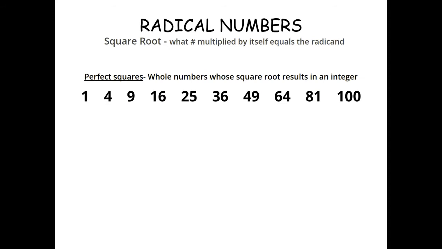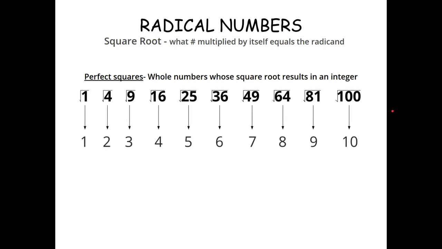Now, perfect squares. Perfect squares are whole numbers whose square root results in an integer. Again, an integer does not have a fractional component. It does not have any numbers after the decimal point. So the numbers we just saw before were perfect squares. The square root of all these numbers will result in integers, right?